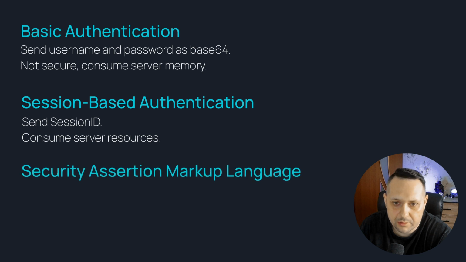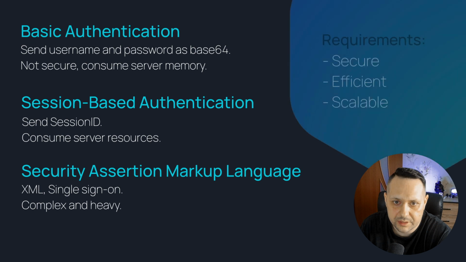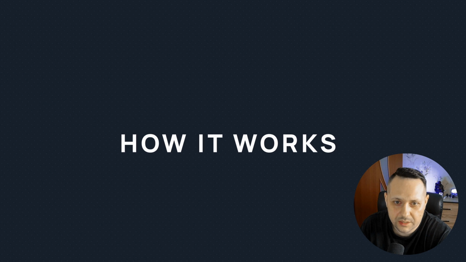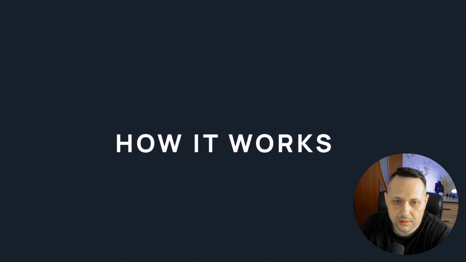Then there was SAML, Security Assertion Markup Language, offering greater security and flexibility with single sign-on capabilities. However, it was complex and heavy. All of these methods have had their time, but the advent of microservices architecture required a new solution that was secure, efficient, and scalable. JWT was the successor that solved most of these problems. Let's take a closer look at how JWT works.